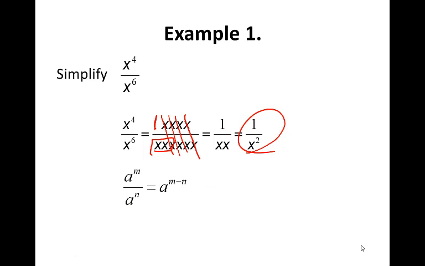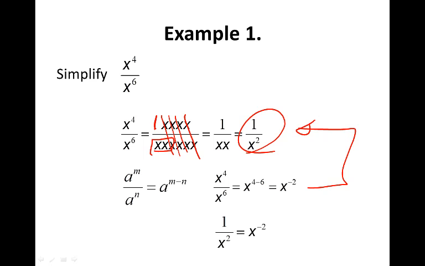But using the property we learned in an earlier lesson, if we have a to the m over a to the n, this is a to the m minus n. I can just subtract the exponents. So what happens? X to the fourth over x to the sixth equals x to the 4 minus 6, which is x to the negative 2. So both of these are equivalent to each other. It just gives you a little motivation that 1 over x squared is x to the negative 2.